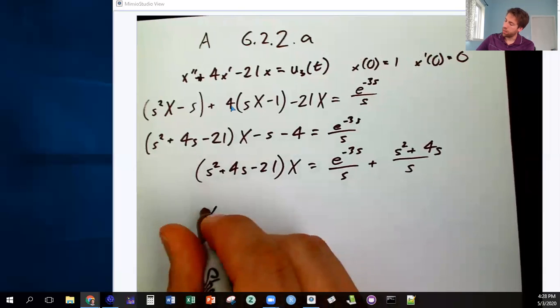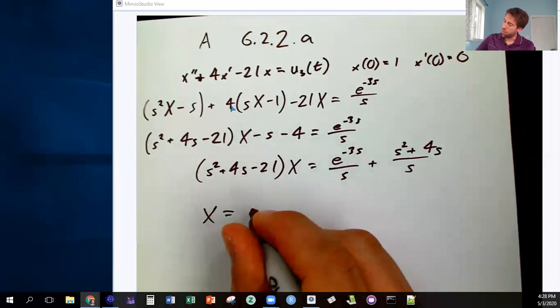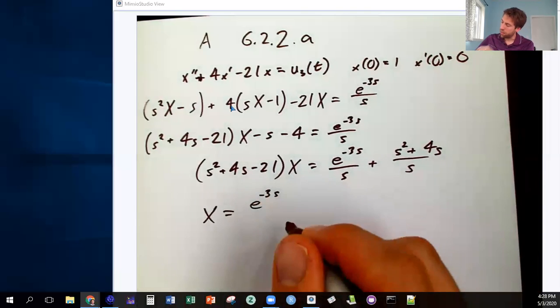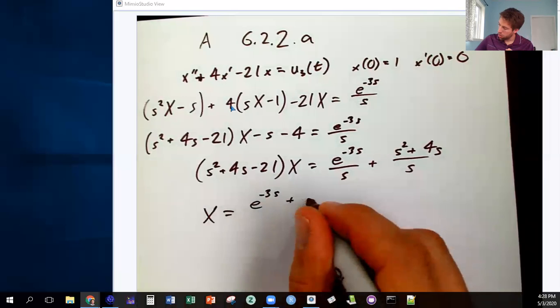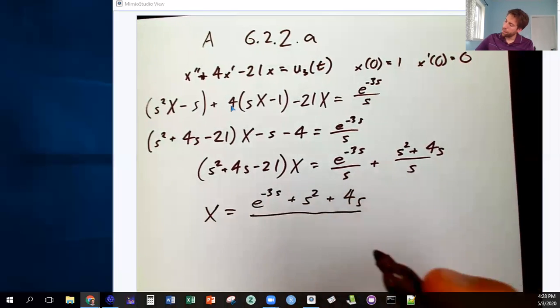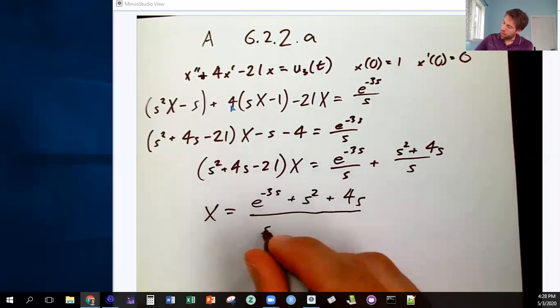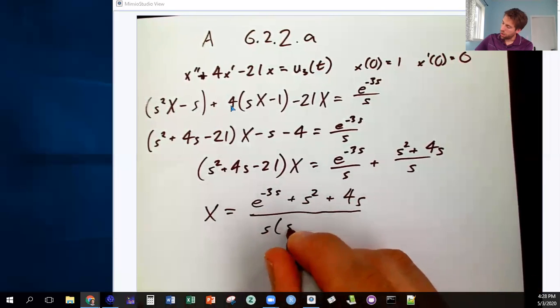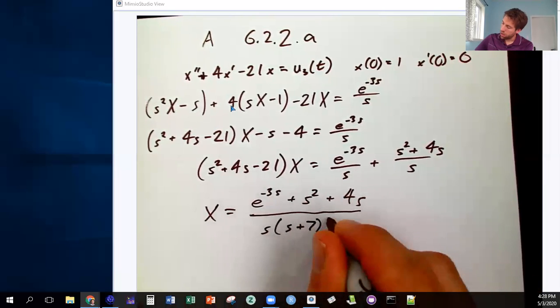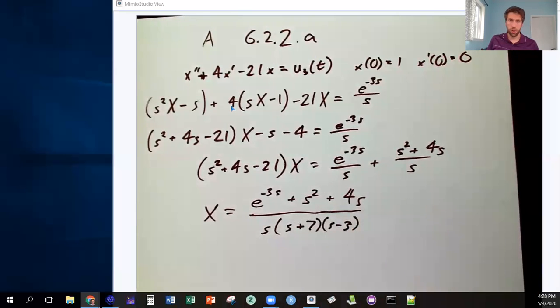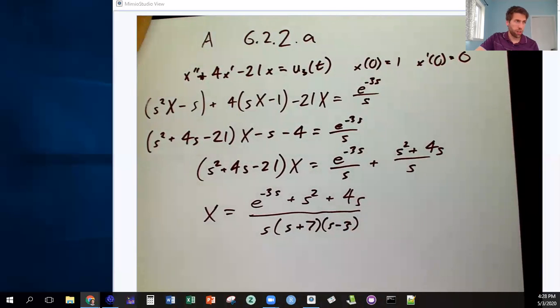So x equals e to the negative 3s plus s squared plus 4s all over s times s plus 7 times s minus 3. Okay. Then here's where we need to figure something out.